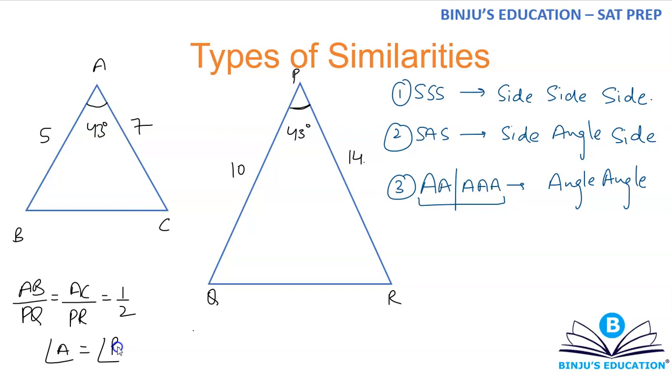Now this part is really very important. The angle has to be in between the two sides that you're taking for consideration. For example, in ABC, the two sides I'm taking for consideration are AB and AC. In PQR, the two sides I'm taking for consideration are PQ and PR. Now this angle A is between AB and AC, this angle P is between PQ and PR, okay? So the angle has to be in between the two sides, then only you can use side angle side similarity.